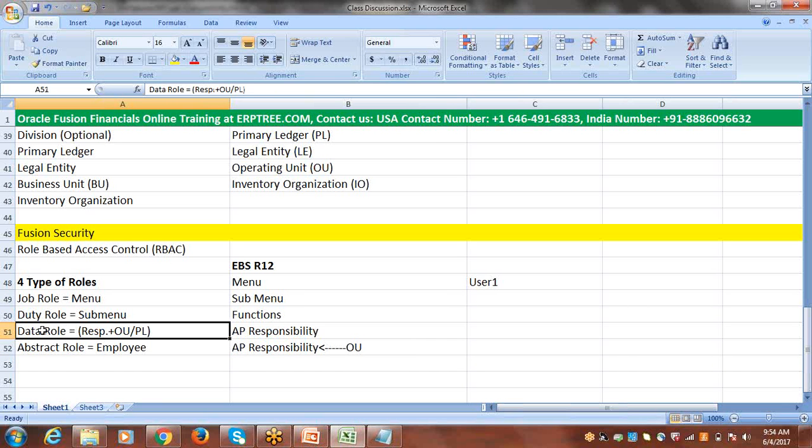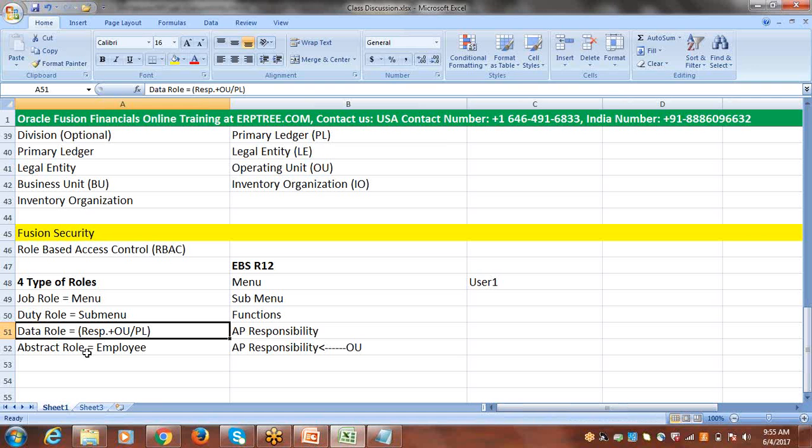But generally, data roles are created by the system automatically. The system will create the data role when you create the operating unit and define some specifications, which we will discuss, basically what we call the business unit and business functions. Let's take it at a very high level for now. When you create the primary ledger, the system will create GL related data roles automatically. When you create the operating unit, which in Fusion we call BU, the system will create the data roles.